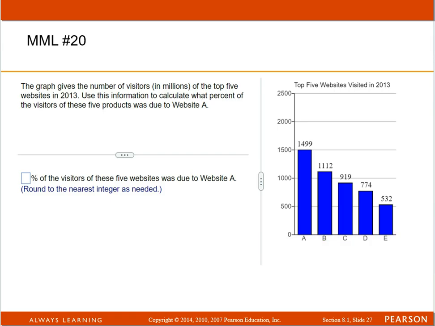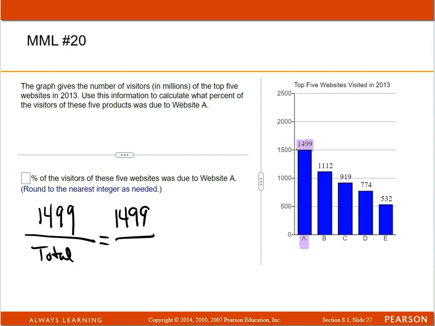Okay, so we're only considering website A, which is 1,499, but to figure out the percentage, it's 1,499 out of the total number of visitors. So to get the total, I have to take all of these numbers and add them up. And so when I do that, I think I'd done this earlier.